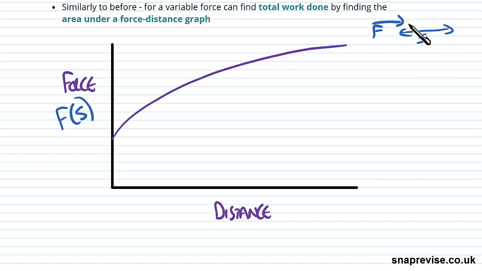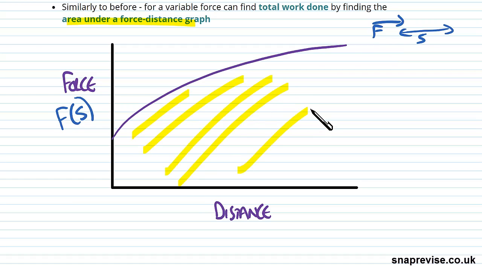Well, then all we do is we find the area under a force distance graph. So instead of just multiplying F by s, we find the area under a force distance graph. Remember how that is exactly what we're doing, just for a constant force. Really what we're doing is finding the area under a straight line graph of F versus s, force versus distance. And when that force is changing, we just find this area here. And that's the work done.